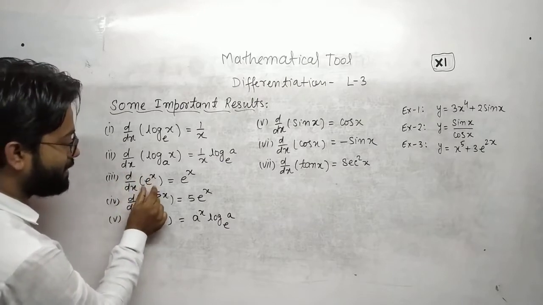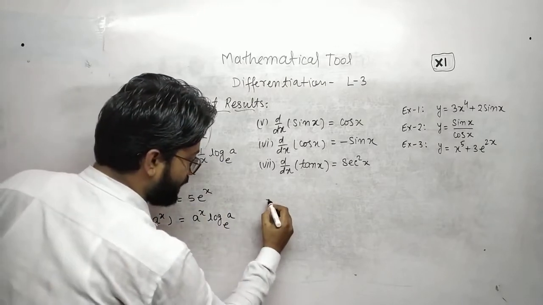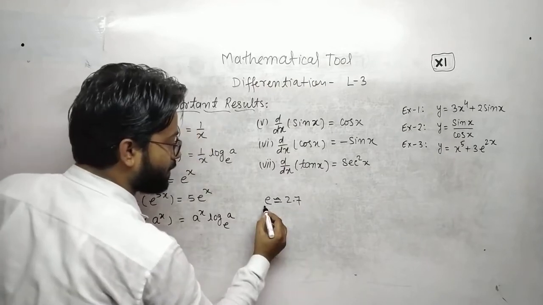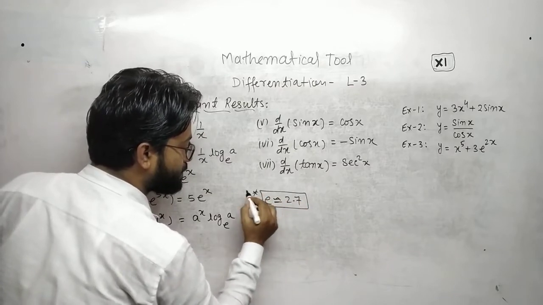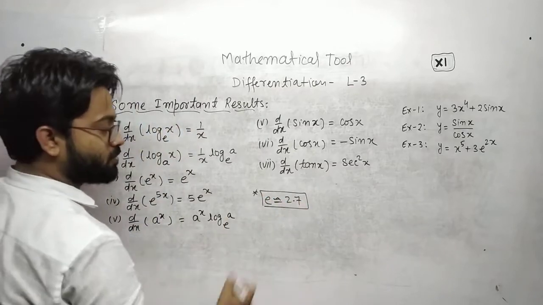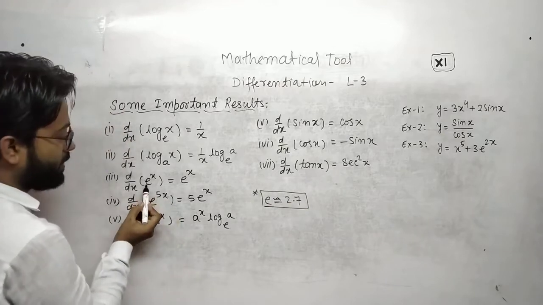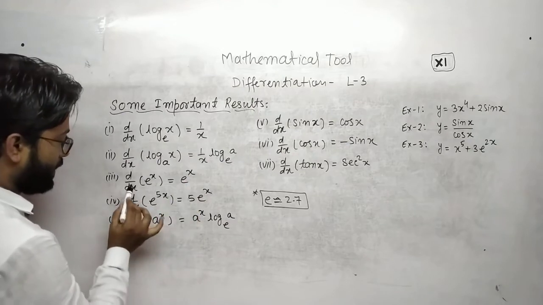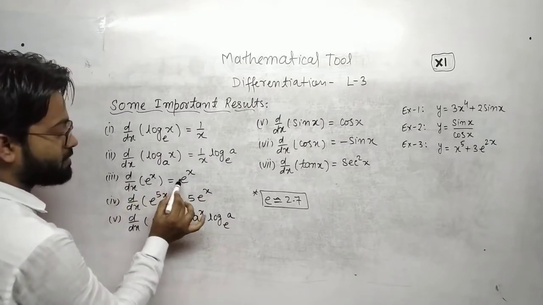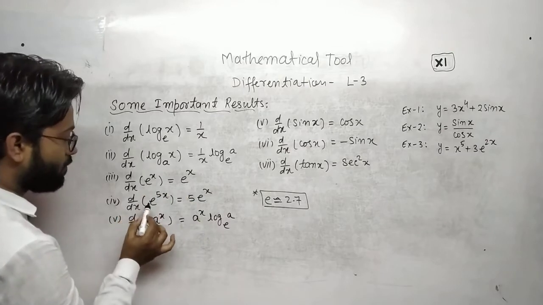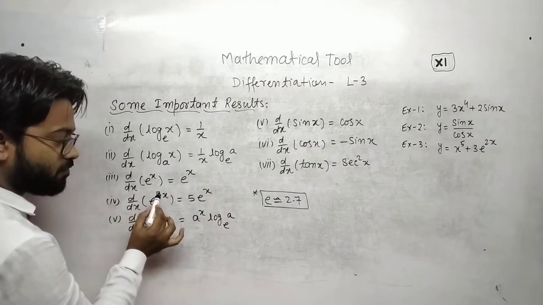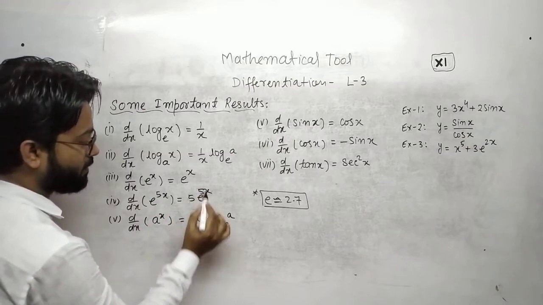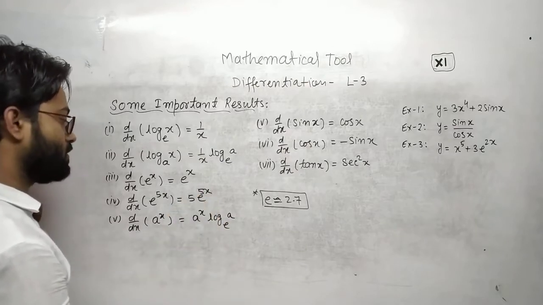Differentiation of e to the power x. e is a number that is approximately equal to 2.7. Remember it. 2.7 to the power x means something to the power x, that is e^x. Differentiation of e to the power x is e^x. Differentiation of e to the power 5x, if it is 5x, it will become 5 e to the power 5x.